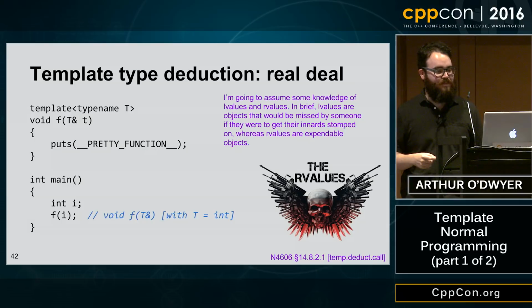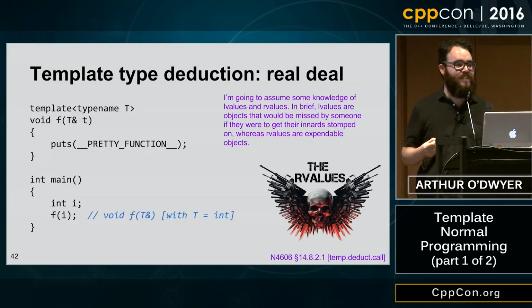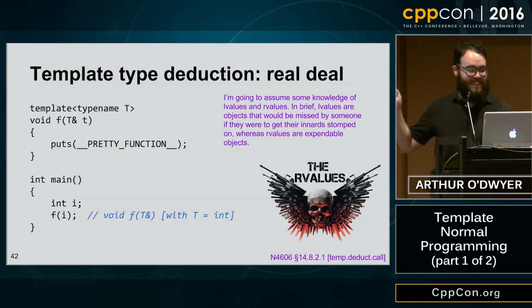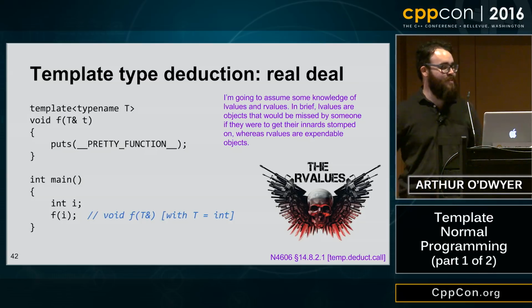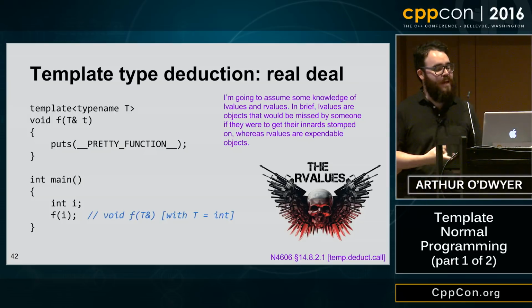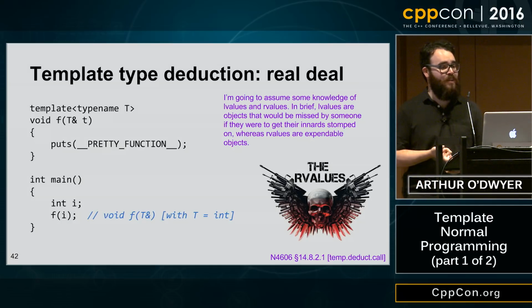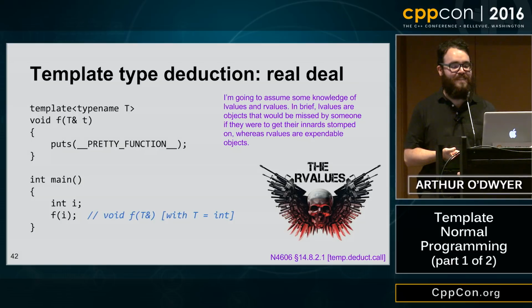All right. Now I'm going to assume some knowledge here of L values and R values. Because it's been 5 years, people. So here, this is an L value reference, single ampersand. And I'm taking an L value reference to a t. And the thing I'm passing to it is a named variable named I, which happens to be of type int. And that means that the expression I is an L value. Does that make sense to people mostly?